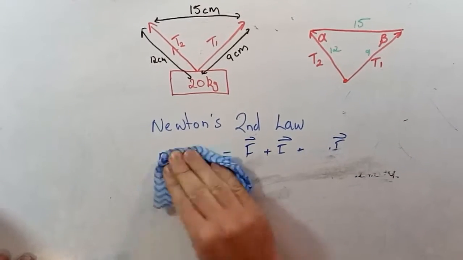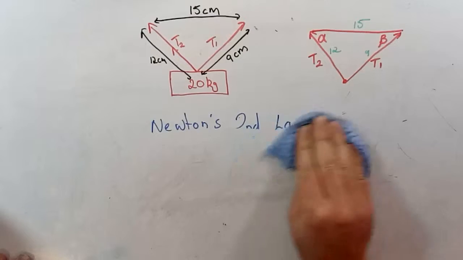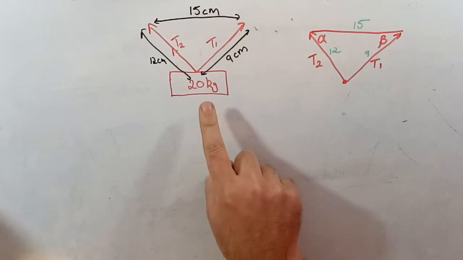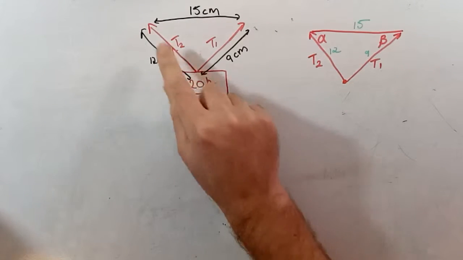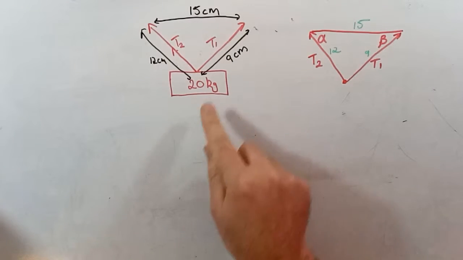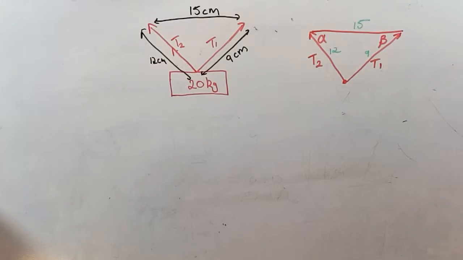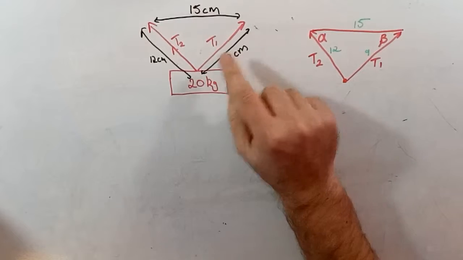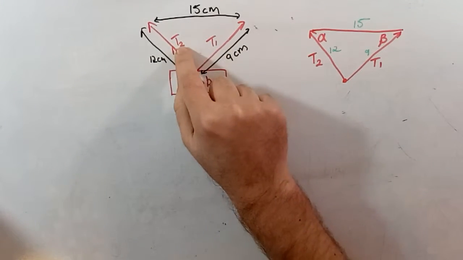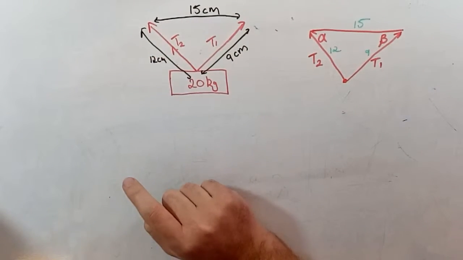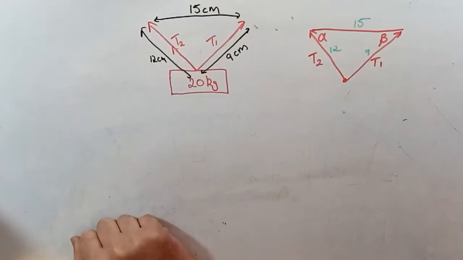Okay, so let's rub that out. For this problem, we've got a 20 kilogram thing hanging on the wall, and it's a static system, so that means our a is going to be zero. We're trying to find the tension in both of these strings, and the distance between them is 15 centimeters, and the length of these strings are shown.